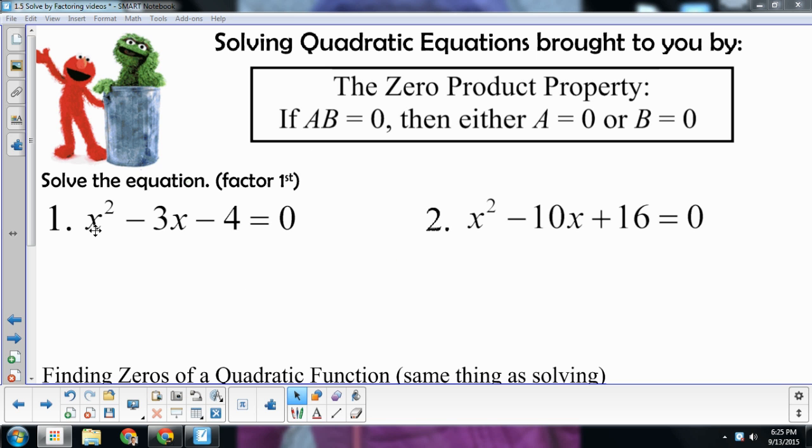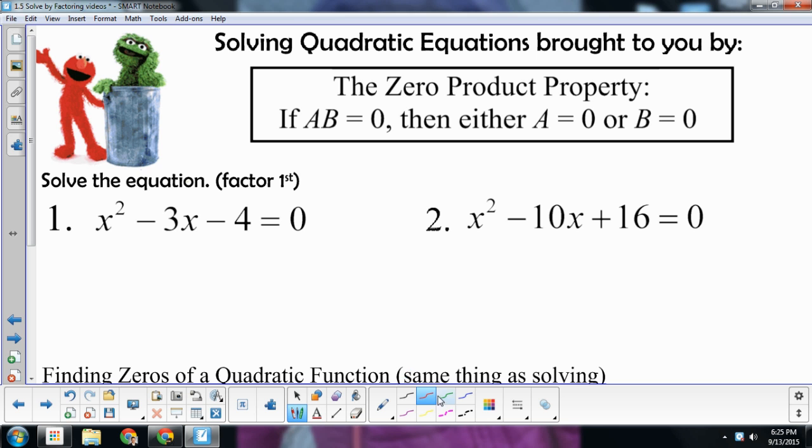As I solve this quadratic equation, x squared minus 3x minus 4 equals 0, I'm going to solve it rather than by completing the square or any other method that we've learned so far. I'm going to solve this by factoring. I'm going to take a sum, three terms added together, and turn it into a product, one thing times another, so that I can then invoke the zero product property. So I'm going to turn this into a product by factoring this expression.